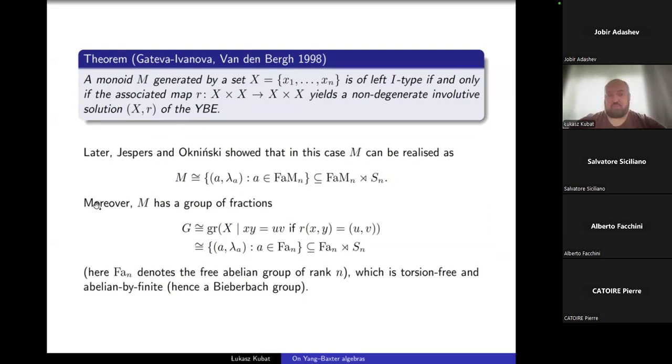And later, monoids of I-type were described also as regular submonoids of the semi-direct products of free abelian monoids with symmetric groups. So in particular, it was shown that if you look at this monoid or its group of fractions, which has a similar presentation as the monoid, then the group we obtain is torsion-free abelian-by-finite. So it's a Bieberbach group, which means it's a group that appears in geometry very frequently.